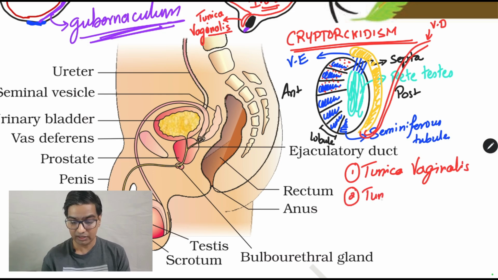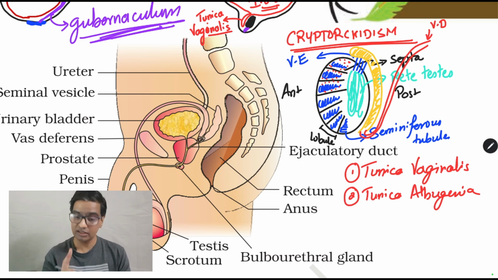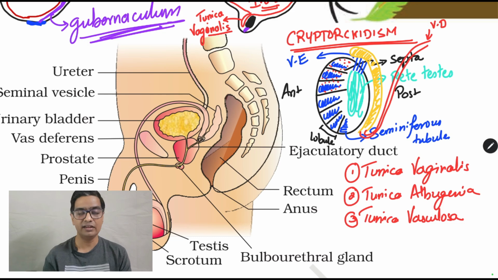Second one is tunica albuginea, which is made up of collagenous tissue and it is protective. It is the one making the septa, which is creating the lobules in which there are seminiferous tubules. And the third one, which I cannot draw because it is actually a network of blood vessels, is called the tunica vasculosa. So the testis has three layers: tunica vaginalis, incomplete and anteriormost; tunica albuginea, 360 degrees all around; and the innermost tunica vasculosa.